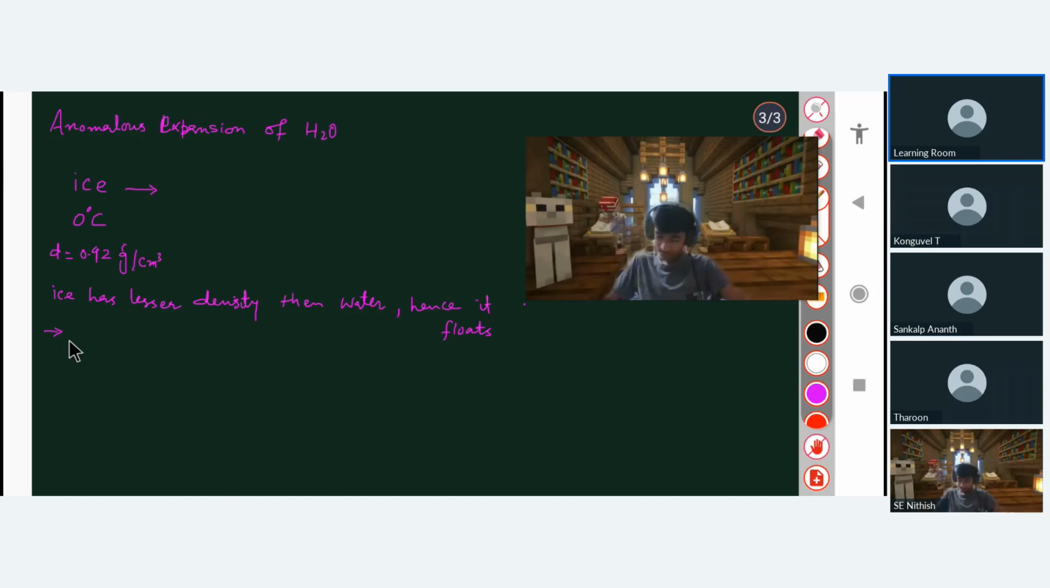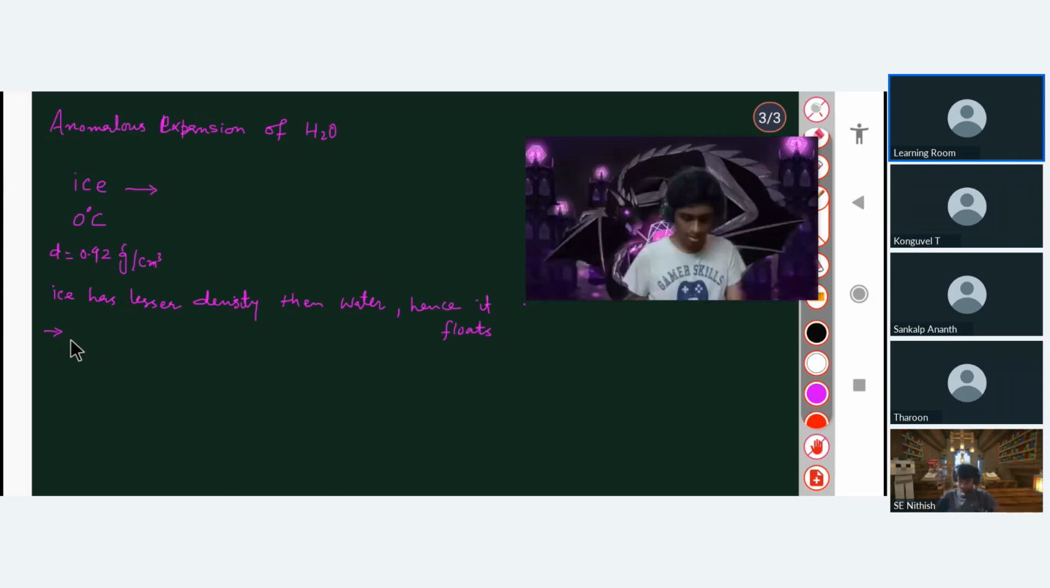My question is, sir, why is ice solid? Solids have very high density as compared to liquids, but here ice is a solid, but still it has less density than water. So why is it so?